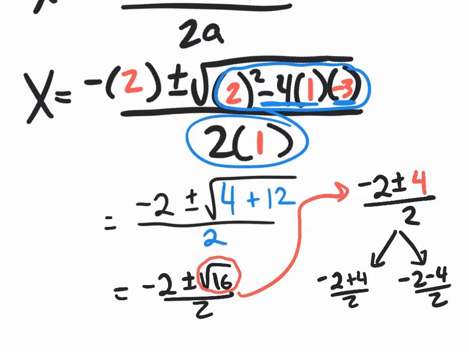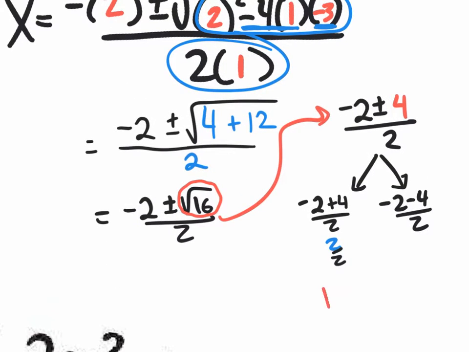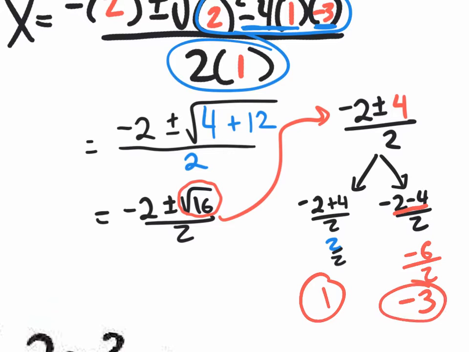So what is negative 2 plus 4? That's 2. And if you divide that by 2, what do you get? You get 1. So one answer is 1. The other one, you get negative 2 minus 4, that's negative 6. Negative 6 divided by 2, that's negative 3. So those are your two answers, x equals 1 and x equals negative 3. Now what does that mean visually on a graph? That your parabola will cross at 1 and 3 on the x-axis.